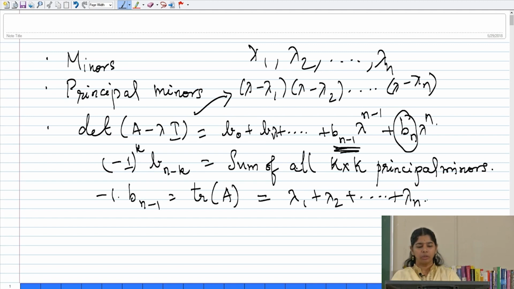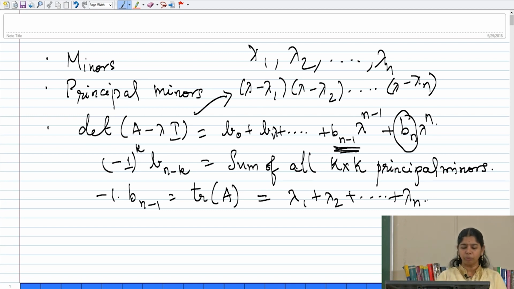So these are all existing results from linear algebra, we are just recalling them. Similarly, if you look at 2 by 2 principal minors, you take all possible combinations of 2 by 2 minors and look at the sum of it. It is equivalent, in our terms, to the sum over all possible products of two eigenvalues taken at a time. So this much we have seen.